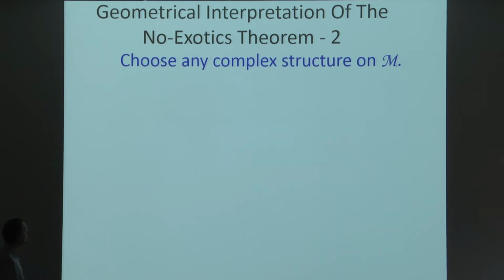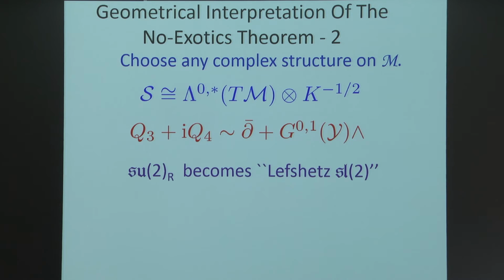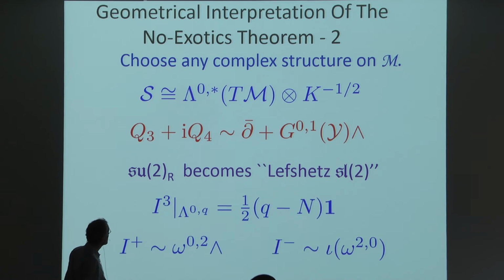You could choose any complex structure on M, and then this spinor bundle can be thought of as, spinors can be thought of as 0,q forms. And a combination of supersymmetries is just the D-bar operator plus the (0,1) part of this G vector wedging. And the SU(2)_R becomes Lefschetz SL2. So here are the three generators of Lefschetz SL2. Let's focus on the third guy here. It acts on (0,q) forms by measuring the degree q.